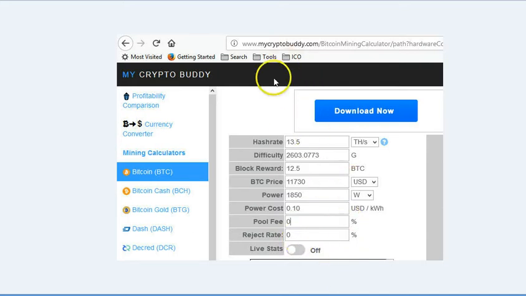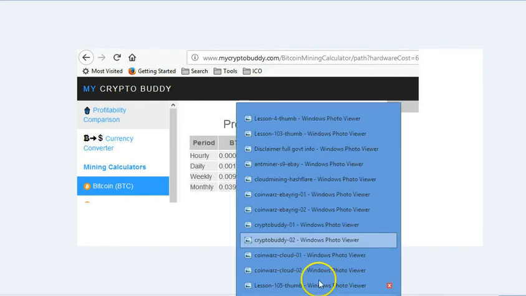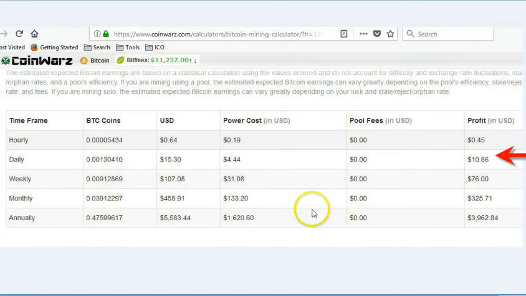So again, this is the other calculator that I'm using. It's called mycryptobuddy.com. And then if you scroll down below here, you will see this picture right here. Again, still the same mycryptobuddy.com. Here you'll see the hourly rate, daily, weekly, and monthly. And the daily on this one is 10.86. Again, mycryptobuddy.com showing 10.86. So if you go to the other calculation, coinwars.com, 10.86, pretty close. Sometimes they differ a little bit, but it's a pretty close calculation right there.